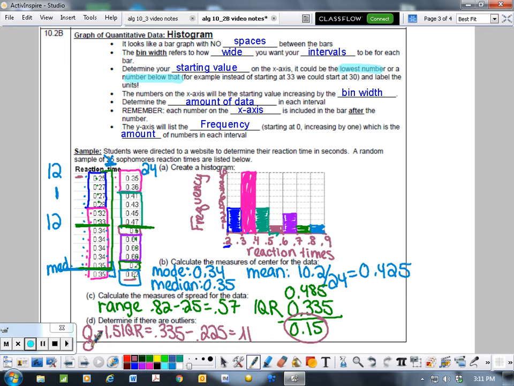So then we come down to quartile 3. And that is 0.485. And I'm going to add, because for quartile 3, we go above that, add 0.225, which gives us 0.71. And there is a number bigger than 0.71, which is 0.82. So 0.82 is an outlier.